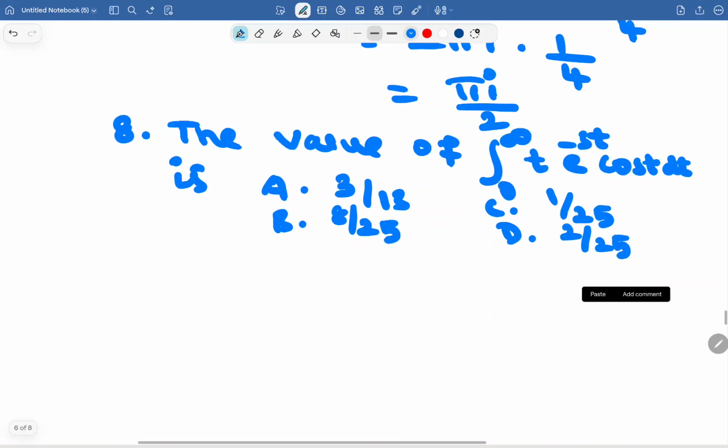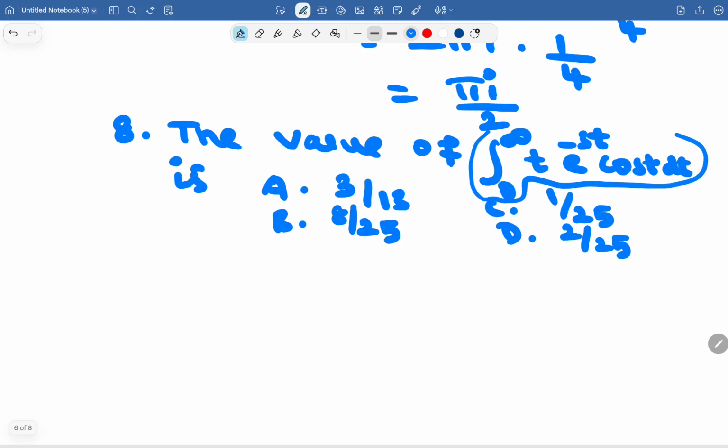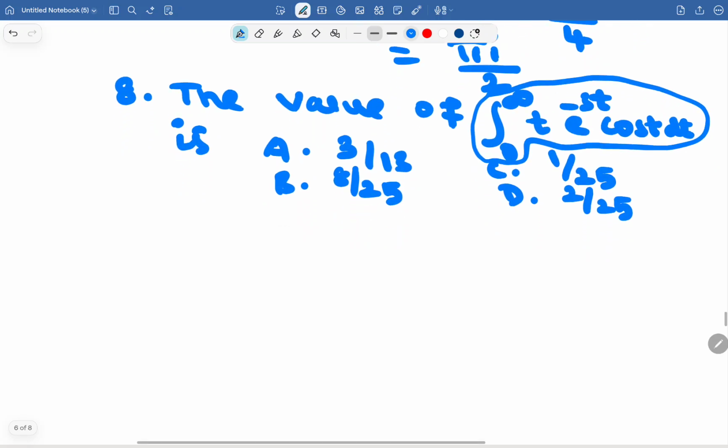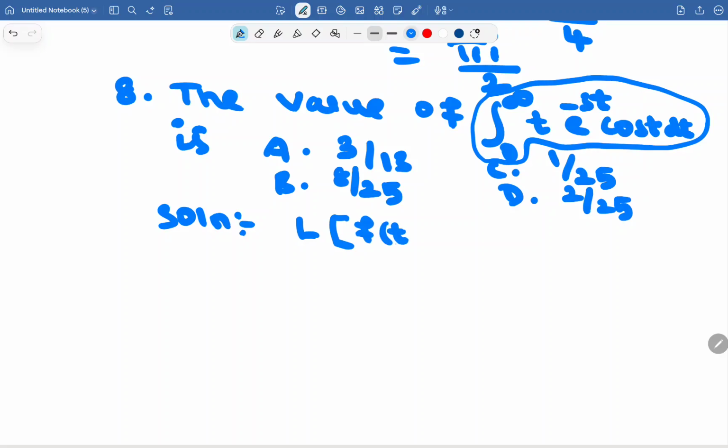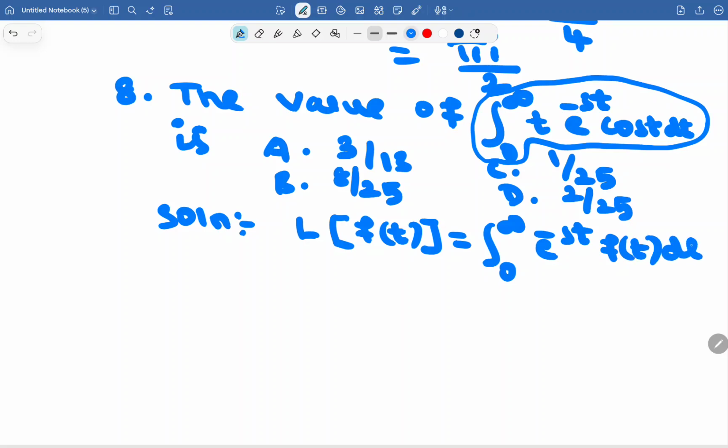We have to find the value for this integral. This problem is from Laplace transform. I am going to use the definition of Laplace transform for solving this problem and check which one is the correct one among the 4 options. Solution. What is definition of Laplace transform? L of f of t is equivalent to integral 0 to infinity e power minus st f of t dt.